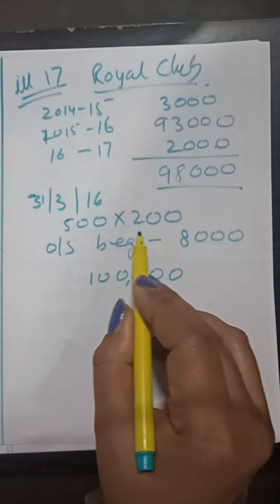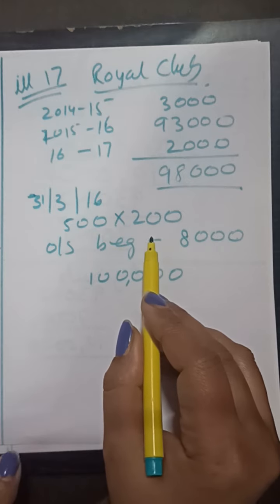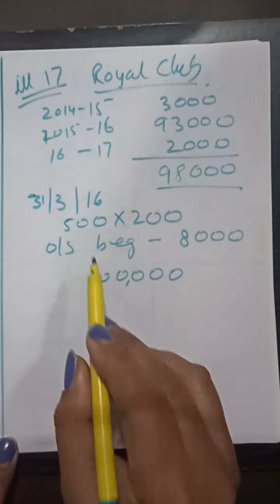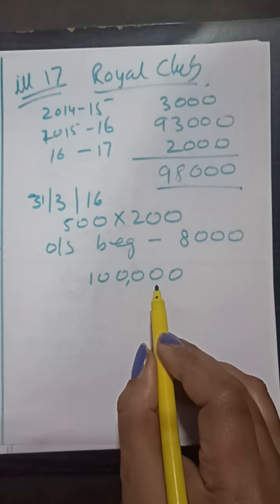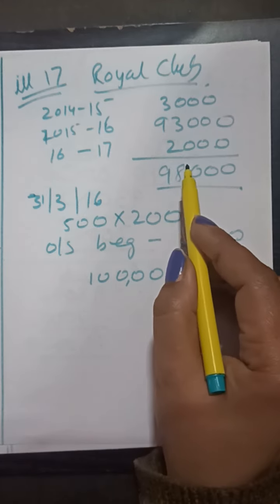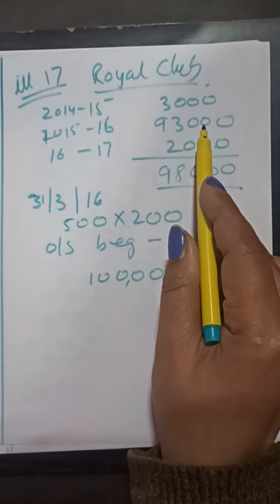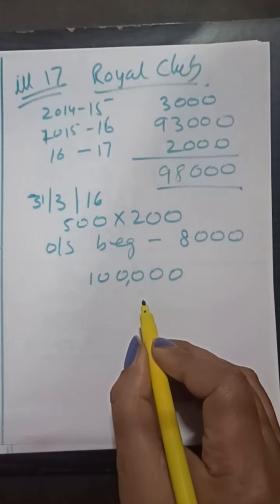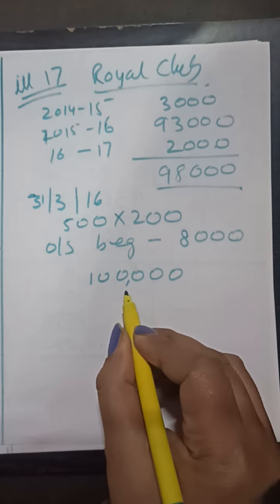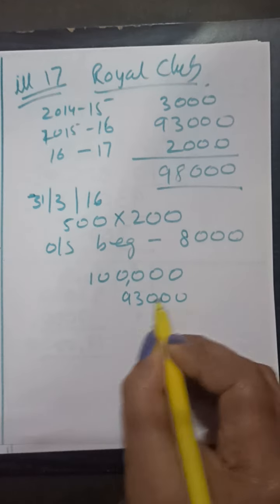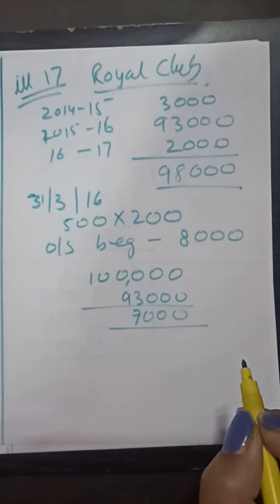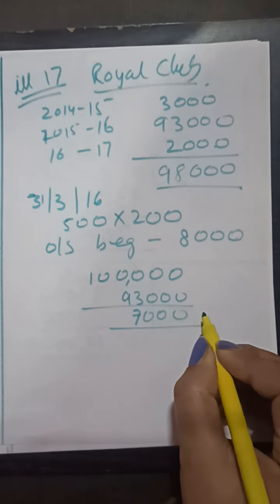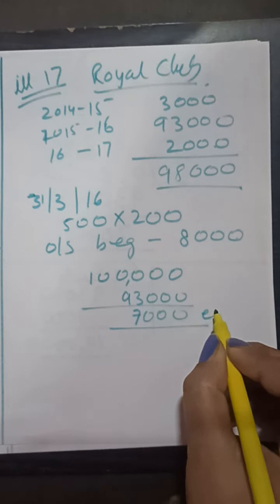The total amount that should have been generated with the subscriptions for 500 members should have been 1 lakh. Out of that, they say 93,000 has been already received. What has not been received, what is outstanding at the end of the year, is 1 lakh minus 93,000. That means 7,000 is still outstanding at the end. That means this 7,000 has to be added.